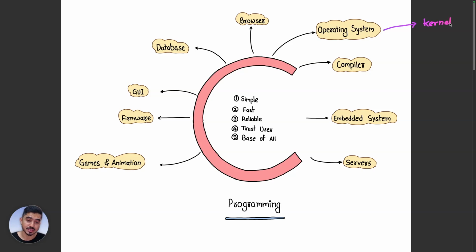The Linux kernel is built in C programming, and a lot of OS primitives, for example, the scheduler, the memory management modules, and the file system modules, are all written in C. A whole lot of compilers are also written in C. For example, the GCC compiler is written in C.